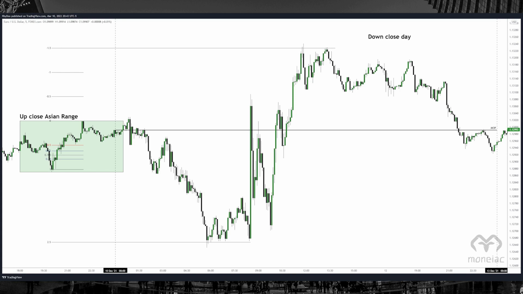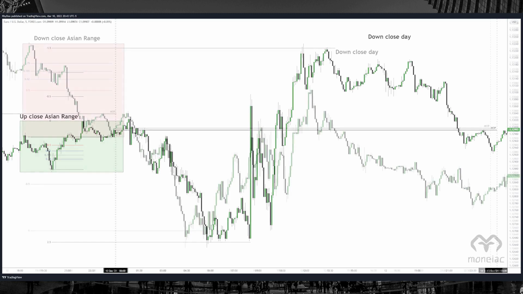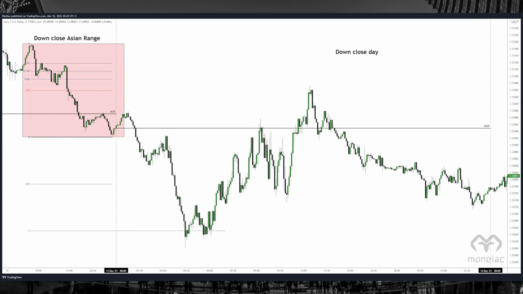In London Open it drops, then consolidates and goes into New York Open reversal, at least to midnight opening price, because we expect an up close day. There is a setup with this logic. Even if the day does not close bullish, we have at least a bullish move to or through midnight opening price. In this chart we have a down close Asian range. We do expect a bearish day. Low of the day comes in at -1 deviation.